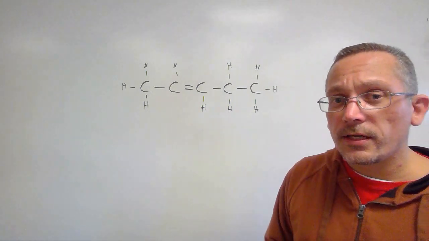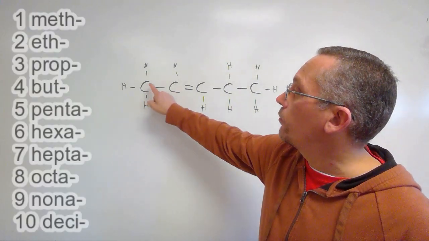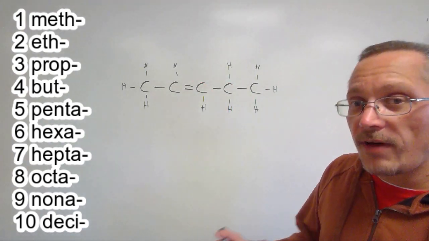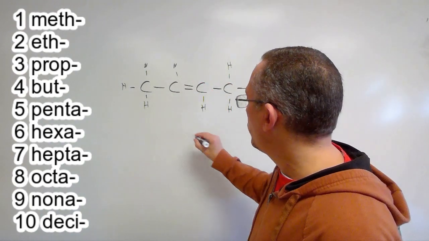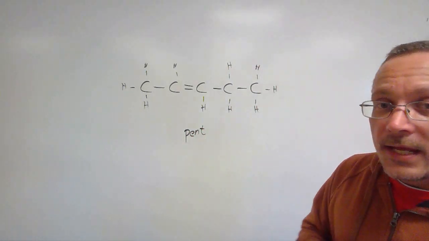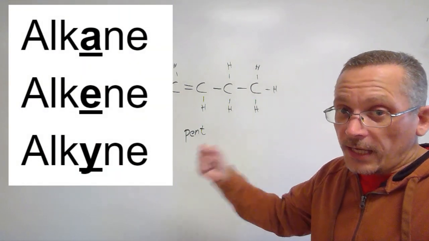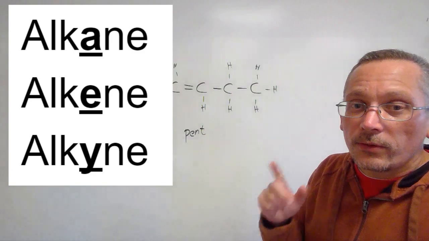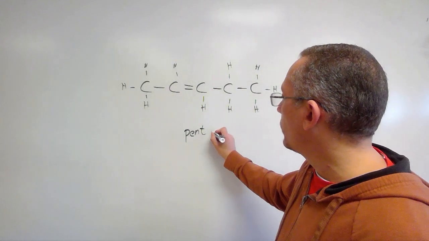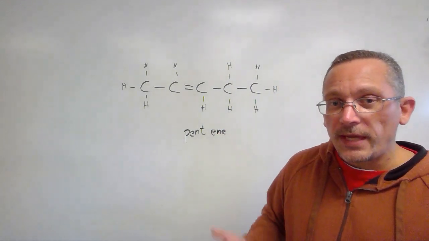Let's take a look at this and let's think about how we're going to name this. First, let's count up all the carbons, right? How many carbons do we have here? 1, 2, 3, 4, 5. And what is our prefix for 5 carbons? Pent. Okay. Now, let us also consider, is this alkane, alkene, or alkyne? Since we have a double bond, we know this is alkene with an E. So I know my suffix is going to be ene. Right? So we might say, okay, this is called pentene.